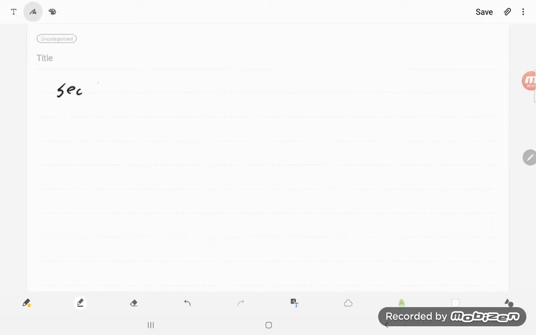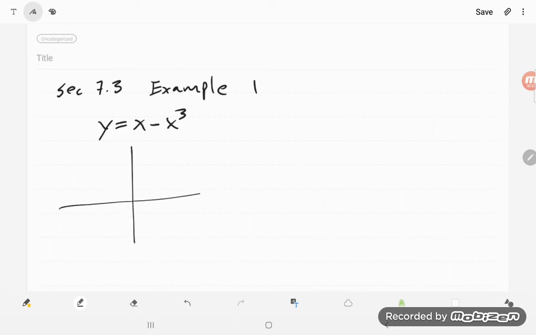This is section 7.3, example 1. I'll just go through their example. And I think the best way to talk about the shell method is through examples. So what they would like is, you're given that y equals x minus x cubed, and we would like to take the area between that and the x-axis.